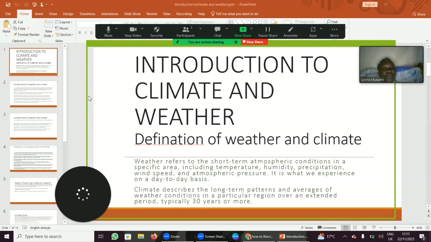Hello students, today we are going to look at the introduction to climate and weather, and we will start with the definition of weather and climate. Weather refers to the short-term atmospheric conditions in a specific area, including temperature, humidity, precipitation and others, on a day-to-day basis, while climate is a long-term pattern of about 30 years or more.